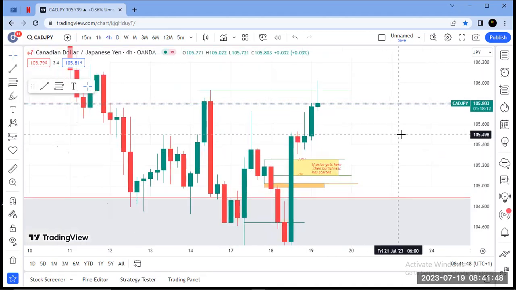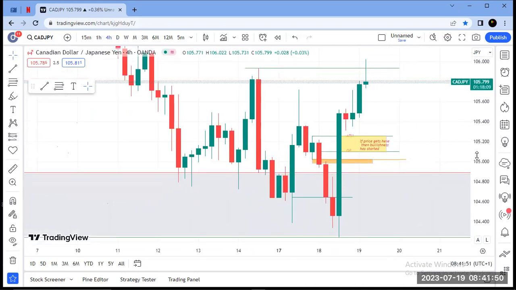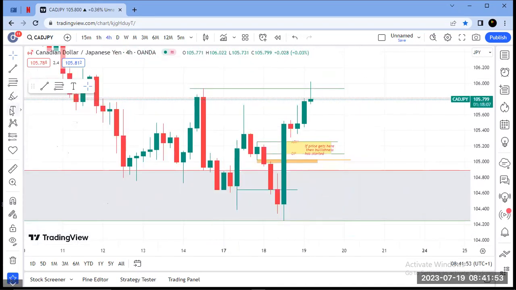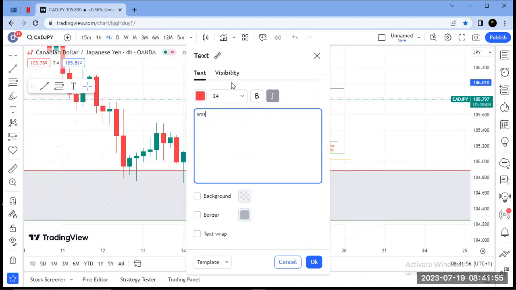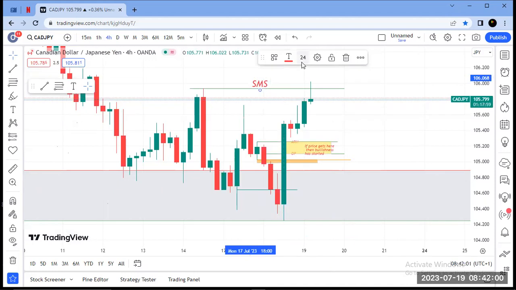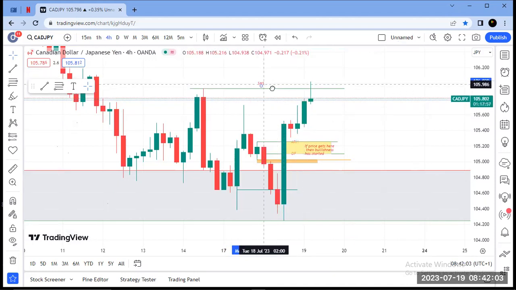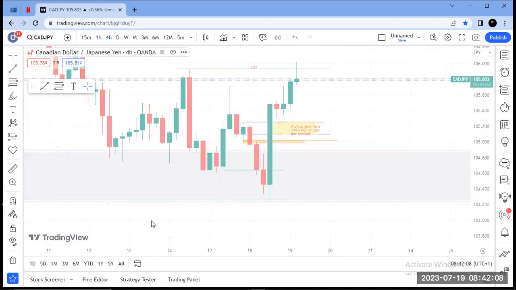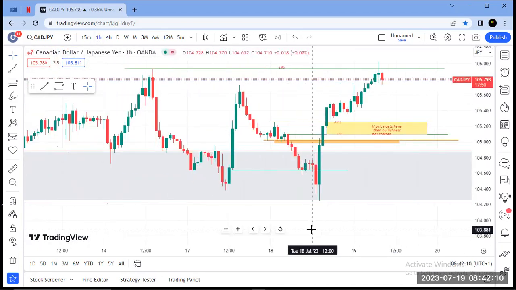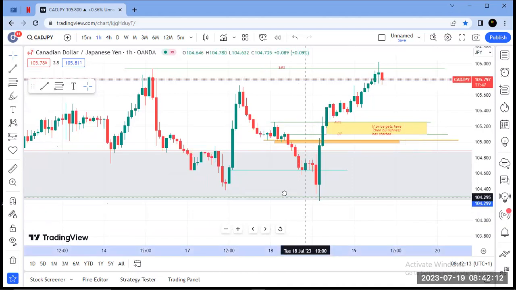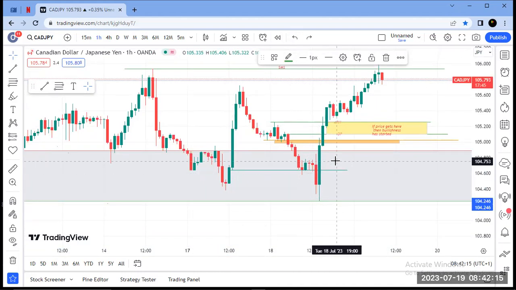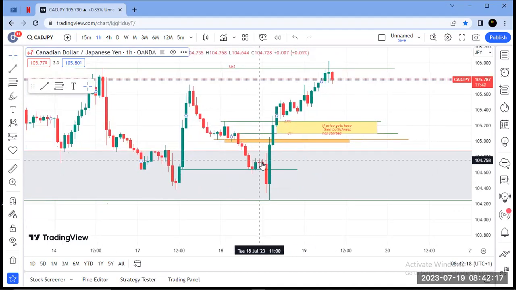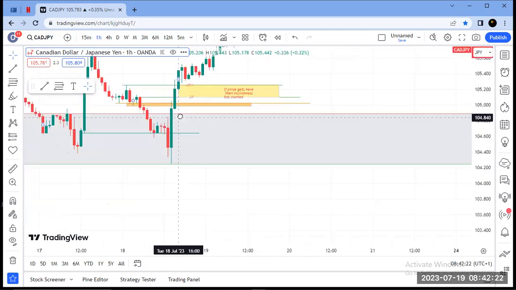So what can you look to enter this? We are going to do SMS. We are going to do SMS. Yesterday, I started trading this here. At this point, this is where I entered.